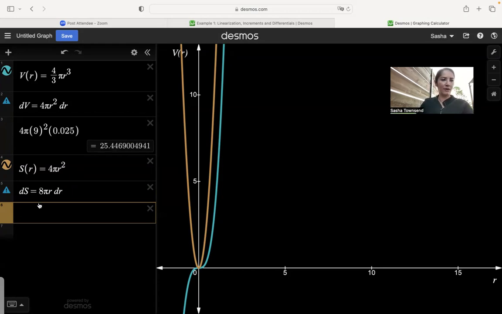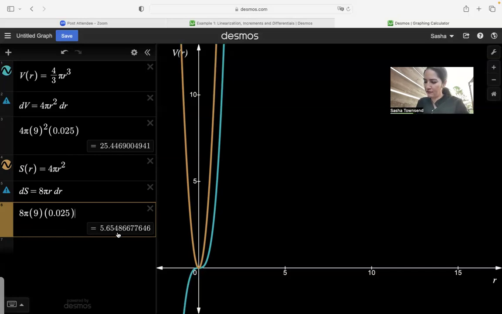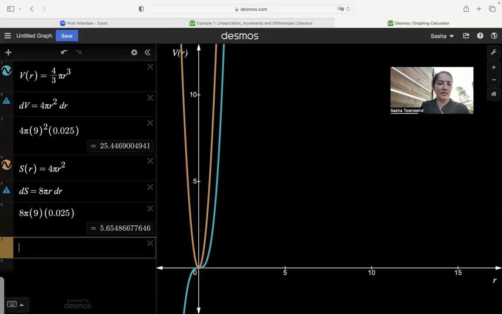And then here for the surface area, the expected change in surface area using that tangent line approximation at r equals 9, where our r value might be off by 0.025, is this. So it's about 5.655 centimeters squared. And so we say, okay, are those large values? How can we tell if they're large values or not? Well, we can use what's called the relative error formula.